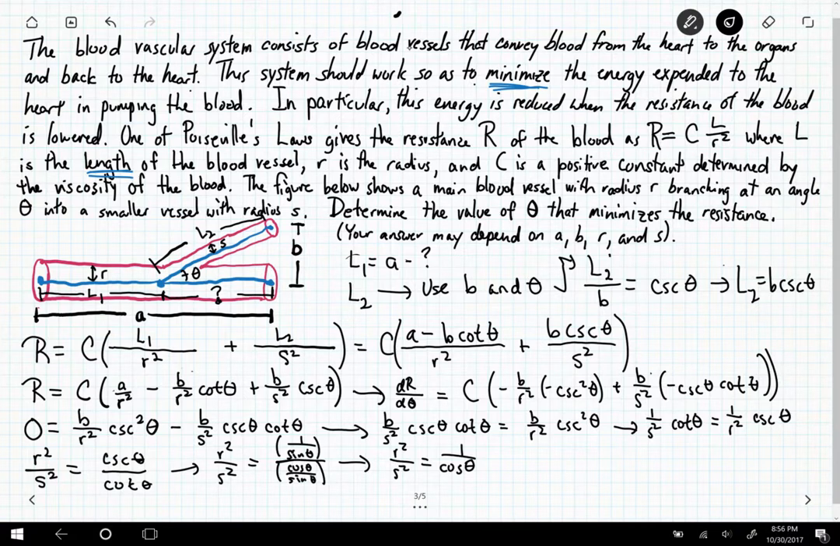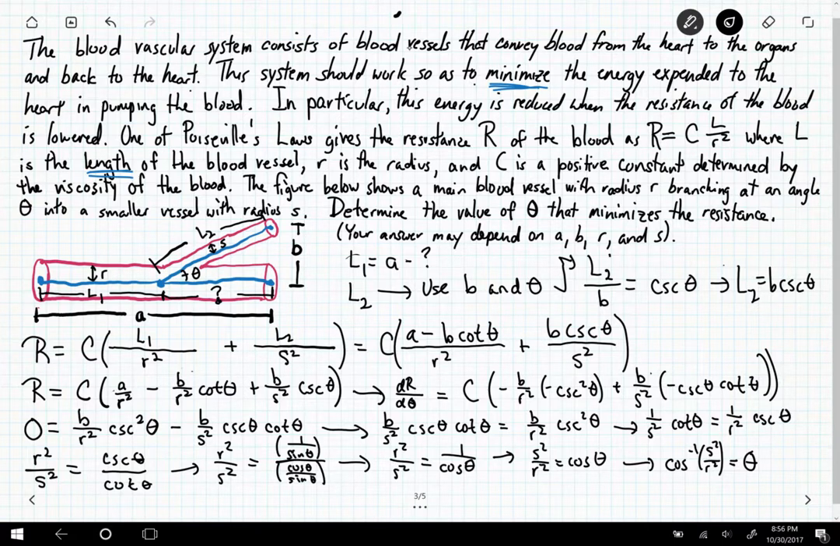Some people don't like that cosine theta listed that way in the denominator. You could write it as secant theta and do an inverse secant. But we can flip that upside down, and it won't take us but a second. You get s squared over r squared equals cosine theta. And we're trying to solve for theta at the end of the day. So theta equals arc cosine of s squared over r squared.